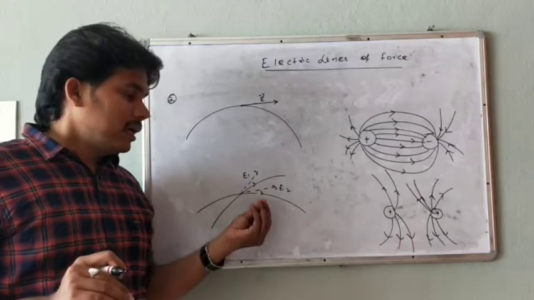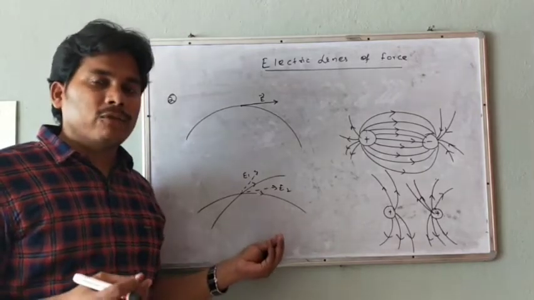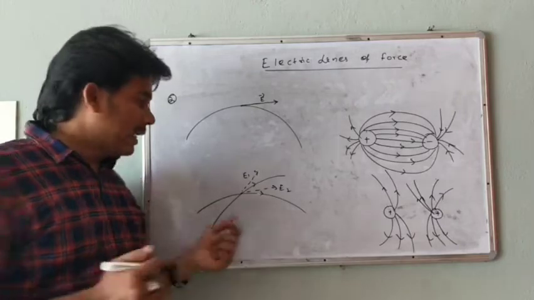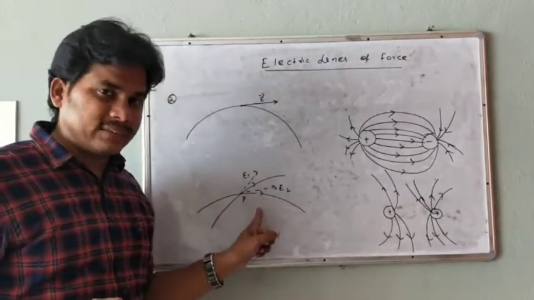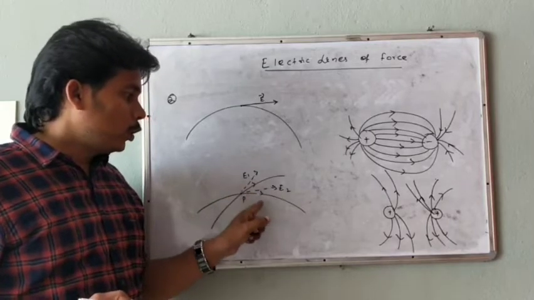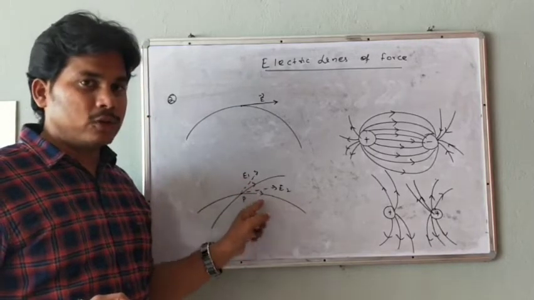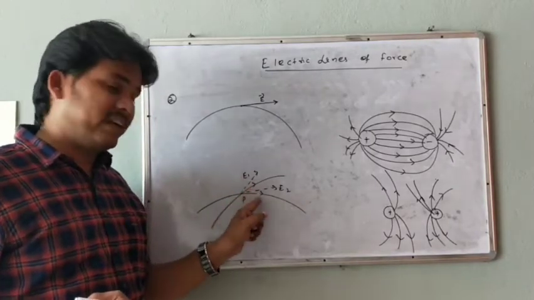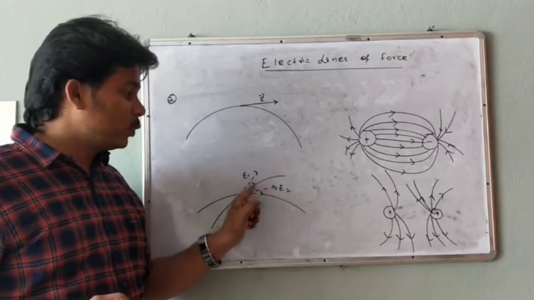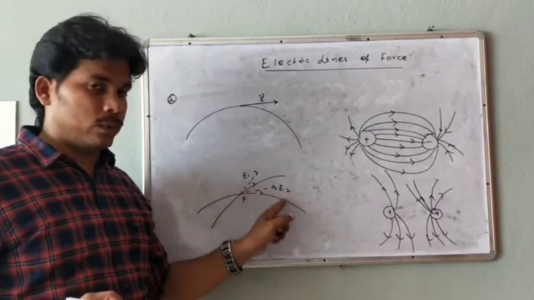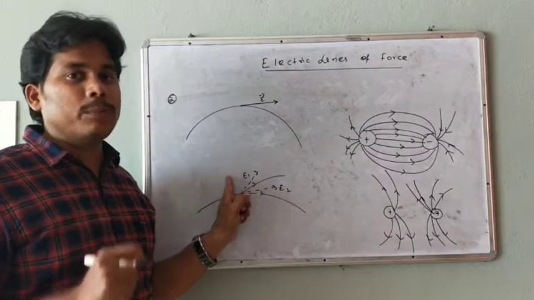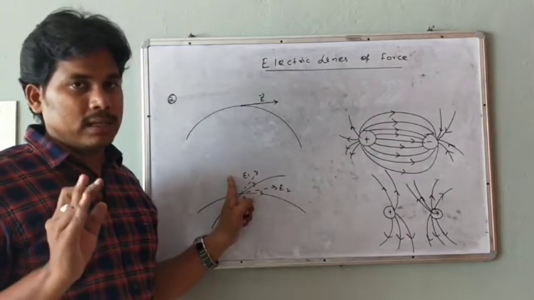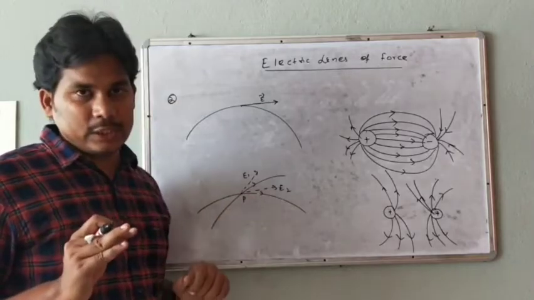Again I am saying, let's take two electric lines of force intersecting with each other at point P. At the same point, two electric field intensities, E1 and E2, will arise. Both electric field intensities cannot be possible, it is impossible. That's why they never intersect with each other.